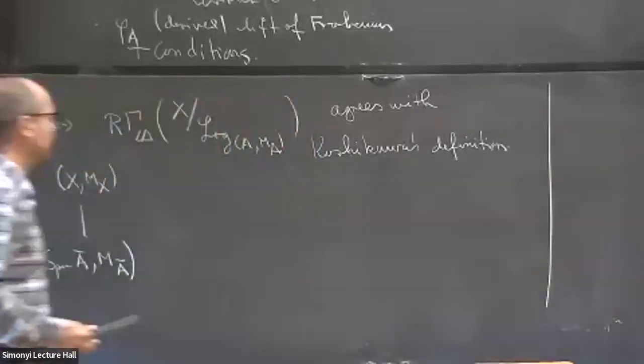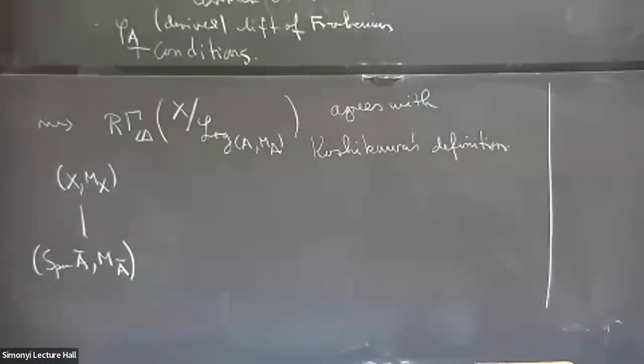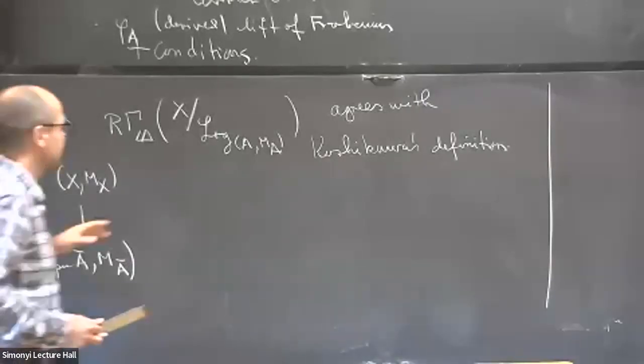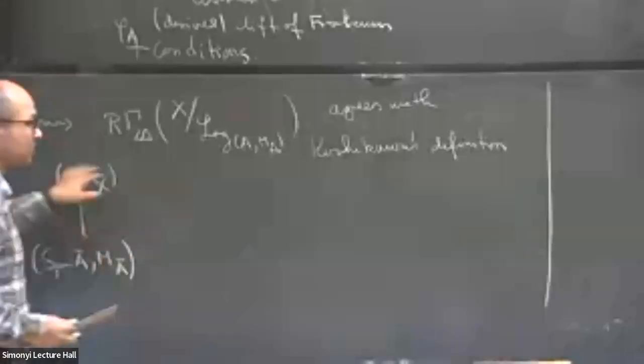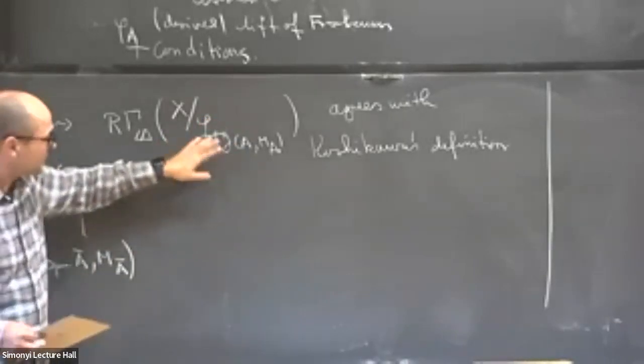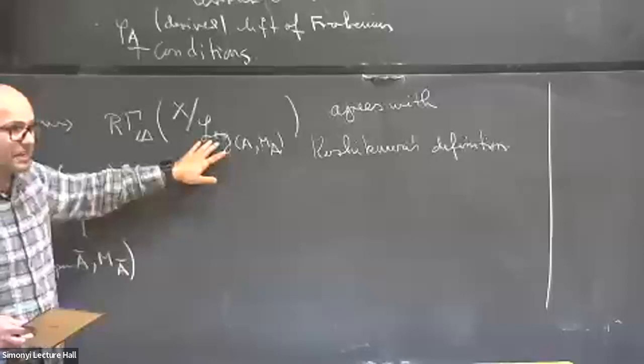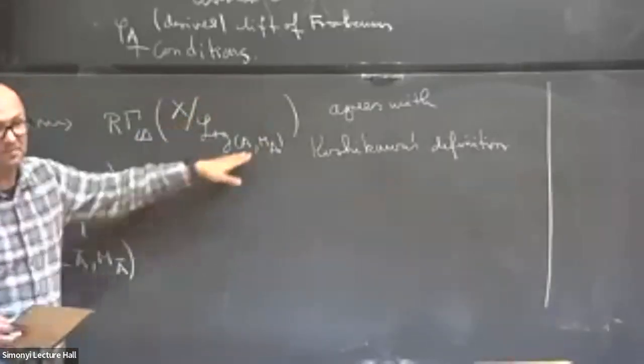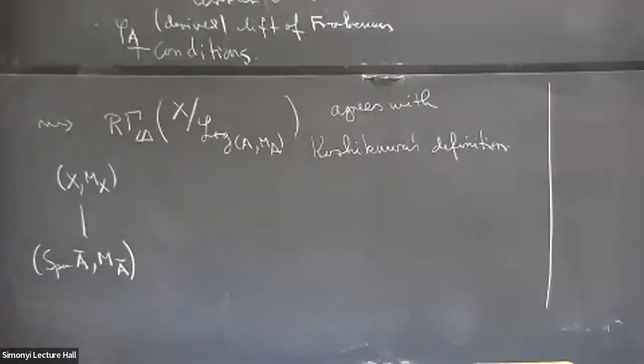Right, so the summary statement is that in this log situation, you can view it as the usual theory of prismatic cohomology, but viewing this as the base principle. That's the summary. Okay.